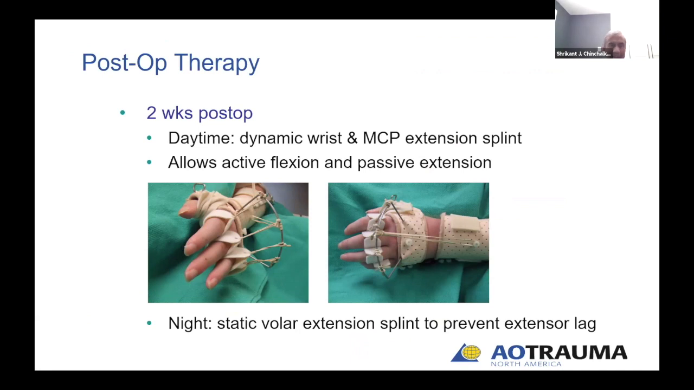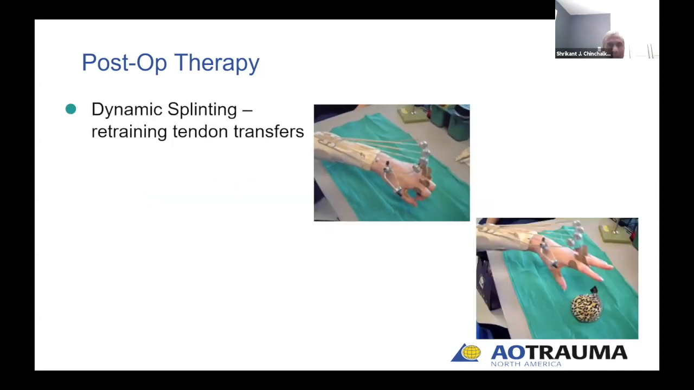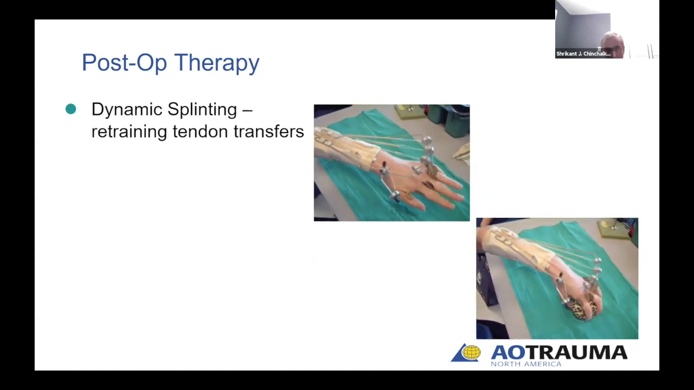At this stage, we can start retraining the tendon transfers. So wrist flexion with finger extension is a synergistic motion that we can achieve using this double dynamic splint, which allows wrist flexion with finger extension through the dynamic pull, and wrist extension with finger flexion. At night, patients are given a static volar extension splint to prevent extensor lag, if that is starting to happen. So we start retraining the hand using the dynamic splinting, as you can see here.